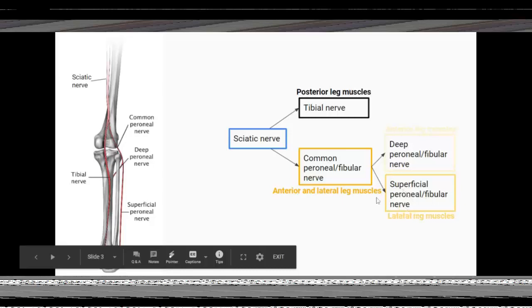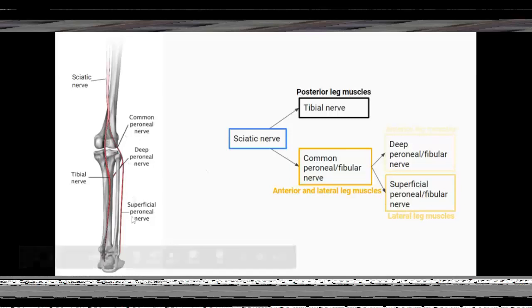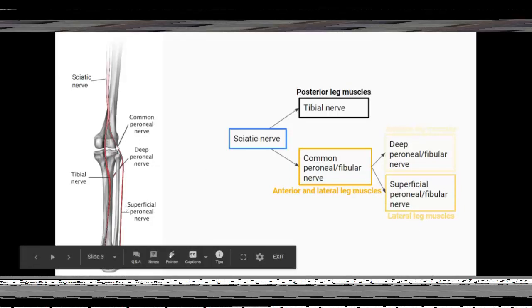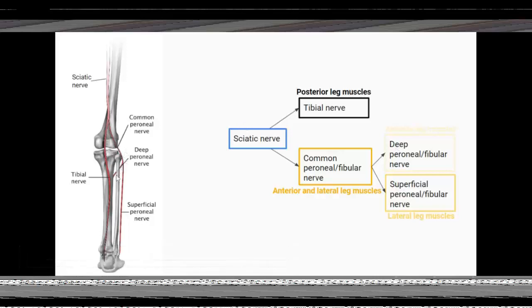So the superficial peroneal nerve is going to do the lateral leg muscles. You can see it coming right here and staying laterally, just running along that fibula. And then the deep peroneal is going to be curving to go anteriorly, so kind of out of our view here, but that's going to be working to innervate the anterior leg muscles.